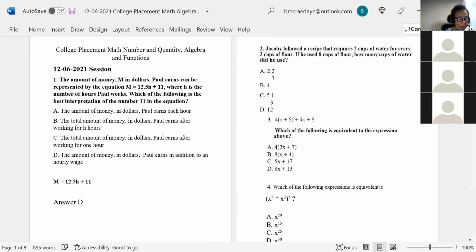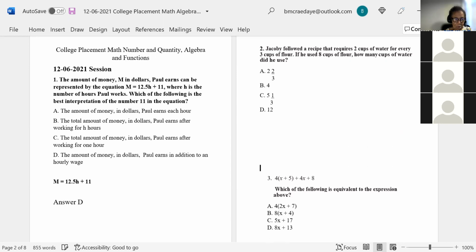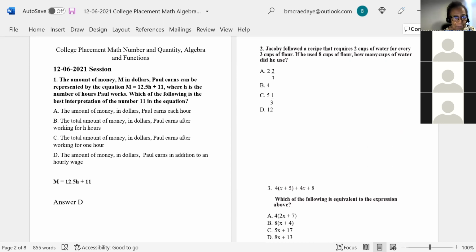Okay, let's look at the next one. I'll read it. I want you to tell me what method you would use to solve it. Jacoby followed a recipe that requires 2 cups of water for every 3 cups of flour. If he used 8 cups of flour, how many cups of water did he use? Now, Alva, how would you solve that?